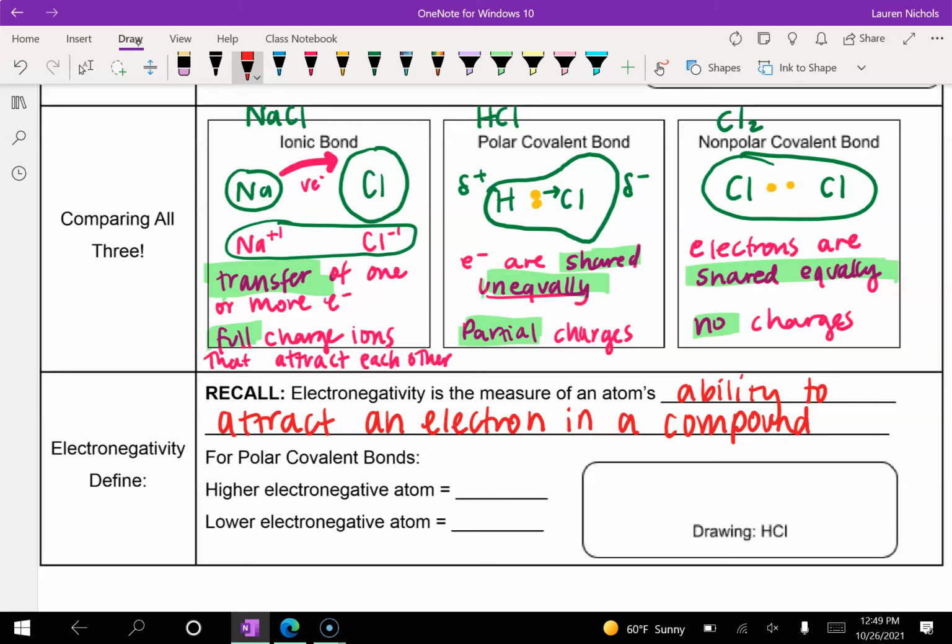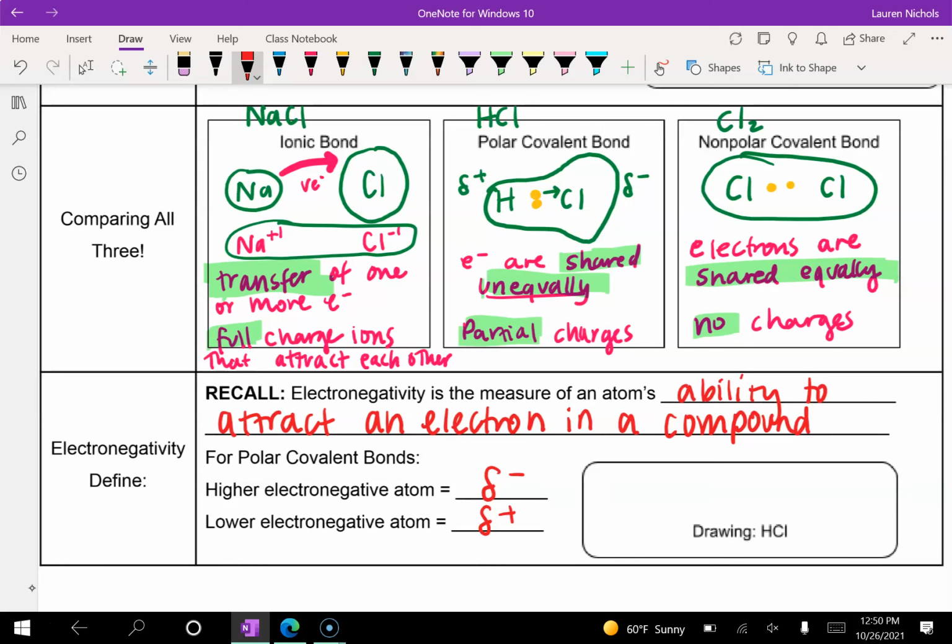Okay, so for polar covalent bonds, the atom with the higher electronegativity is going to have a partial negative charge. The one with the lower electronegativity value will have a partial positive charge.